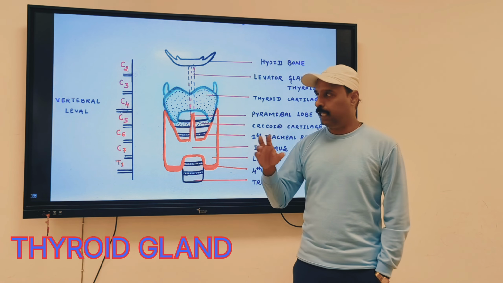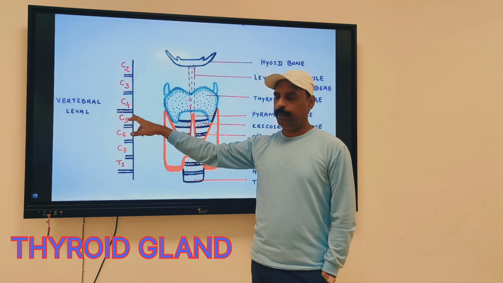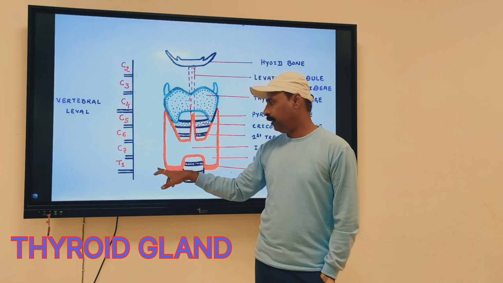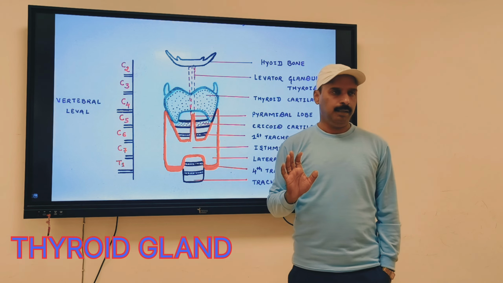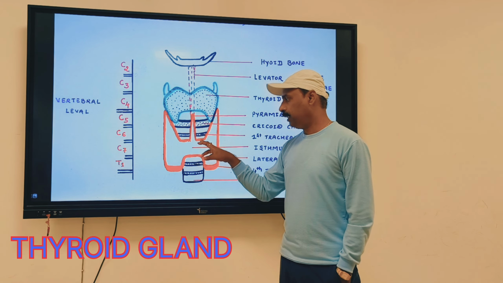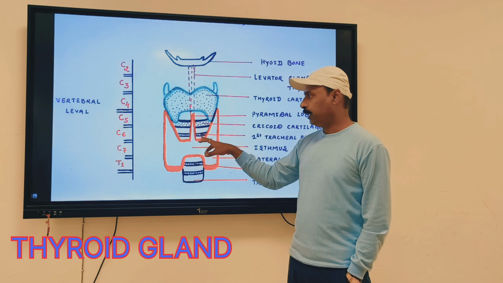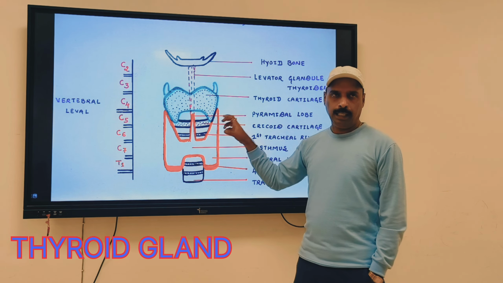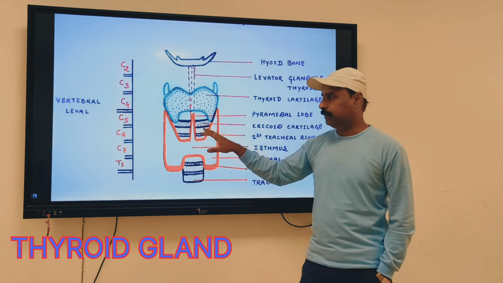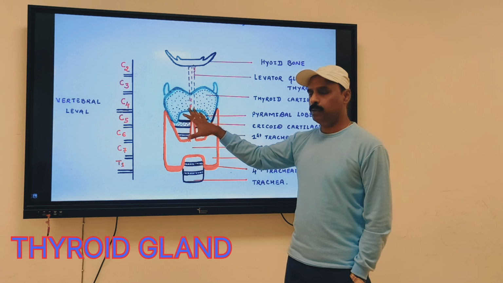Second, exactly where this thyroid lies: it will be against the vertebrae C5, C6, C7 and T1. Up to T1 it is situated. So that is how the gland is situated in the neck region. Then the thyroid isthmus is related posteriorly to the tracheal rings. We have here the second, third and fourth tracheal rings.